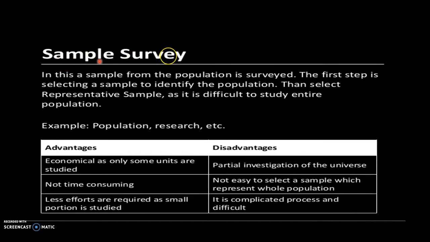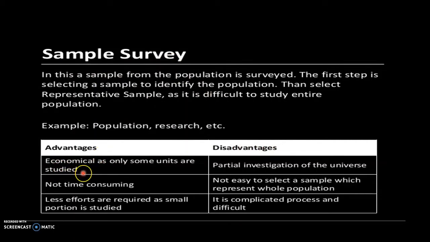Next one is sample survey. In this, a sample from the population is surveyed. The first step is to identify the population. Then select a representative sample, as it is difficult to study the entire population. So in this sample survey, we take a sample from the population and it is surveyed. Then what are the examples of the sample survey? Population research, etc. Then what are the advantages and disadvantages of this sample survey?